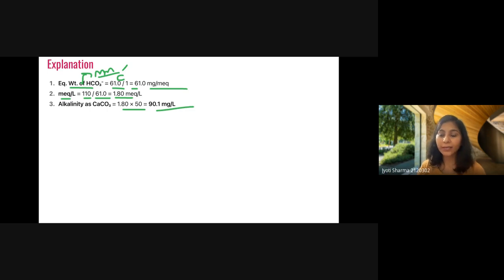These are very simple numerical questions. If you have any problem, you can let me know, because the concept is very clear. You will have the value in mg per liter. First you convert that into milli equivalent per liter, then you multiply it by 50, so that you have the value in mg per liter as CaCO3, and this is how the question will be solved.